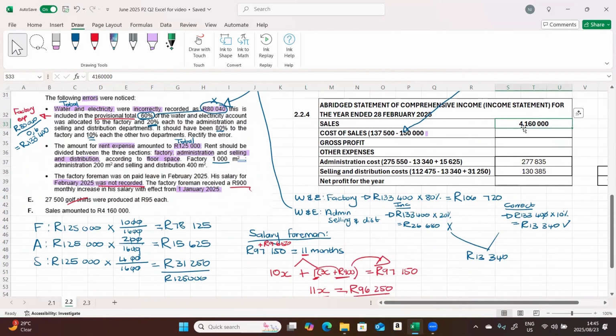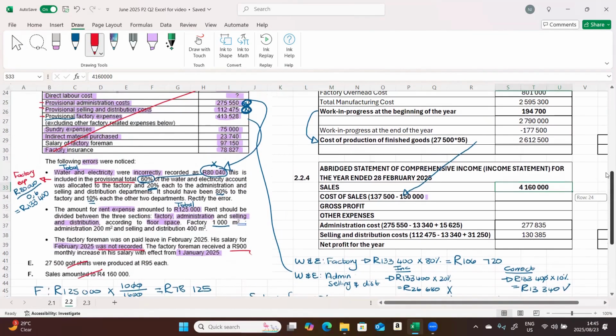Okay, then information F is the sales amount. So the sales amount is 4,160,000 Rand. Can you guys see that it's already included in 2.2.4? So guys, there we are officially through all of our information. Okay, so now we can just complete 2.2.4 and then we are completely done with the biggest parts of this question. Okay, cost of sales.